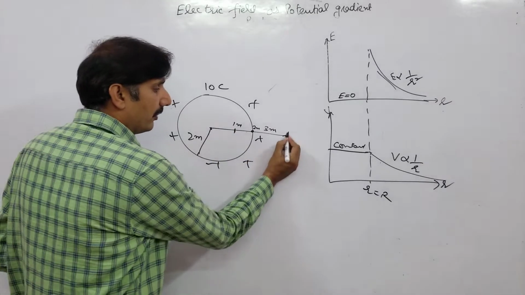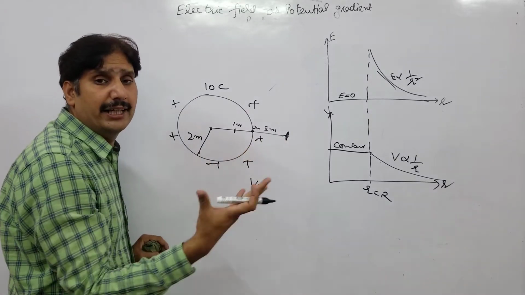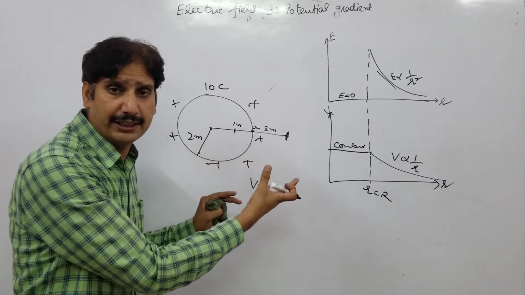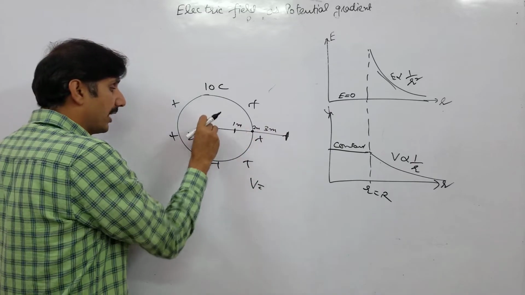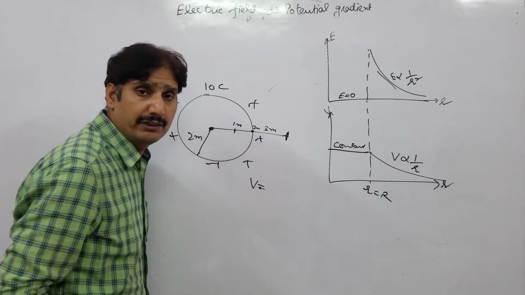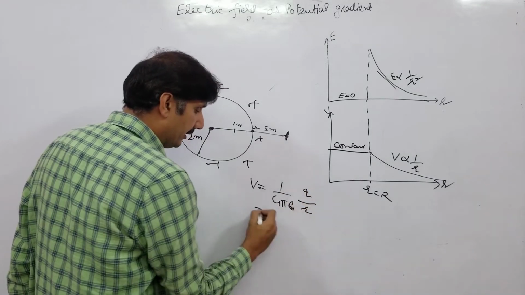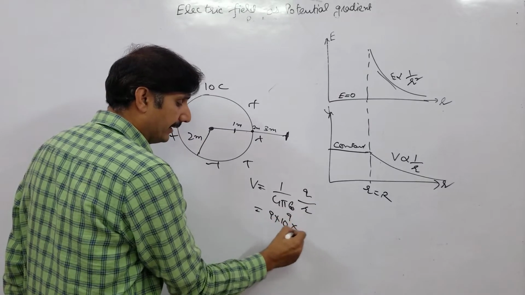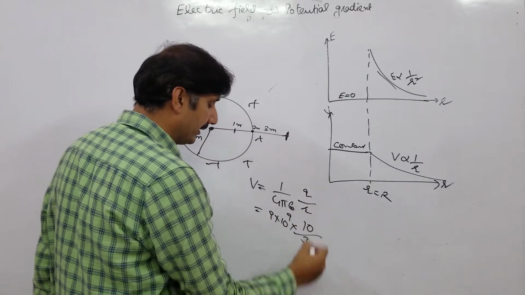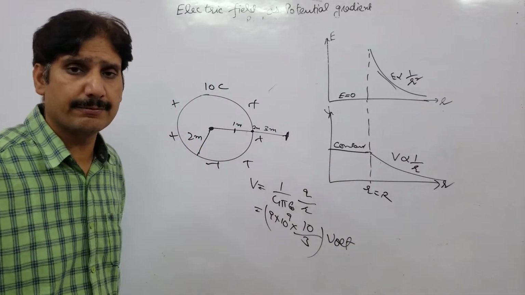Now, first of all, for this point, it is easy because as I am outside the spherical shell, it will behave as if the whole of the charge is concentrated at the center. So, what would be the expression? V would be 1 by 4 pi epsilon naught q by r. So, this is 9 into 10 raised to the power 9, 10 coulomb divided by 3 meters. This is the answer, no problems with that.